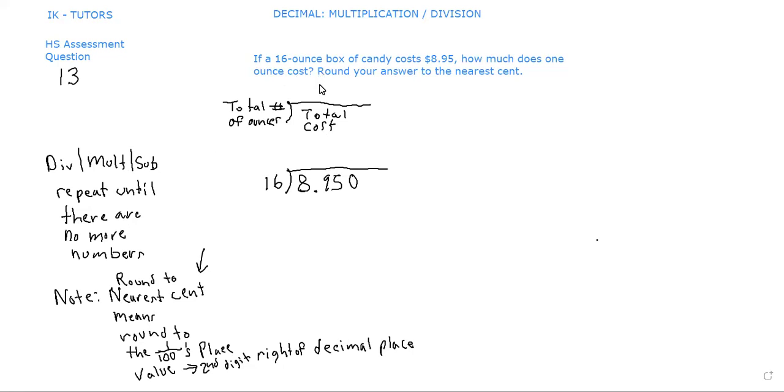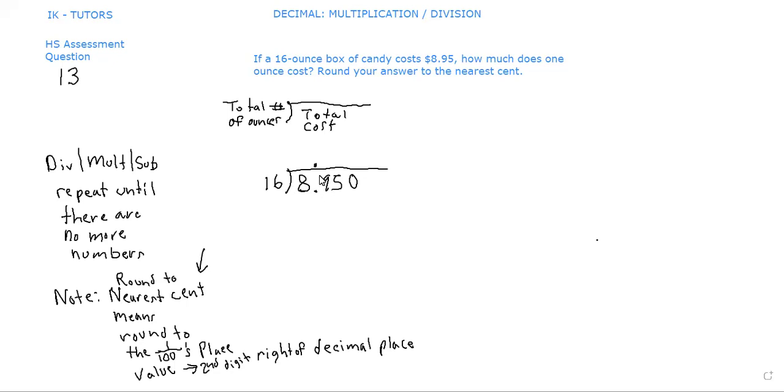Looking at our problem, they want to know how much does 1 ounce cost. We have to divide the total cost of the candy by the total number of ounces. So the total cost is $8.95, and the total number of ounces is 16. Let's begin. First we note that we have a decimal in the number that we're dividing into, so we put that decimal right on top of the division bracket, in the same place value position. Now we're dividing with a 2-digit number, so we have to divide into the first 2 digits of the number underneath the division bar.